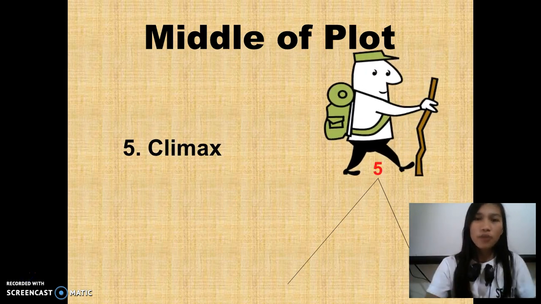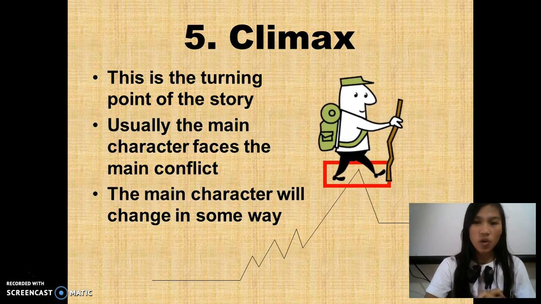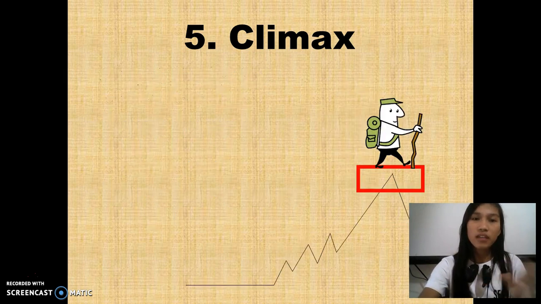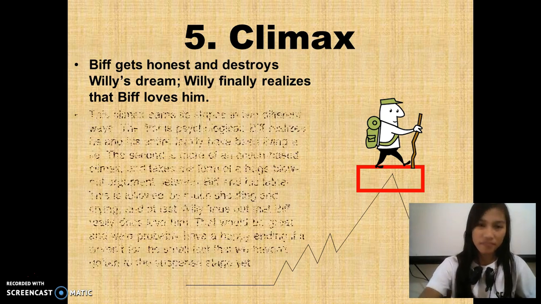Next, we go through the middle of the plot, and that is the climax. What is a climax? This is the turning point of the story. Usually, the main character faces conflict, and the main character will change in some ways. In the story, Biff gets honest and destroys Willie's dream, and Willie finally realizes that Biff loves him.